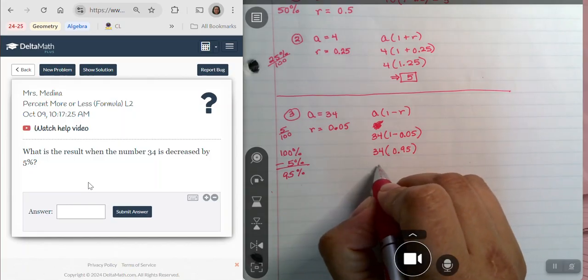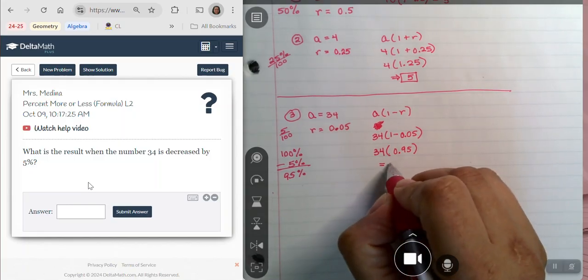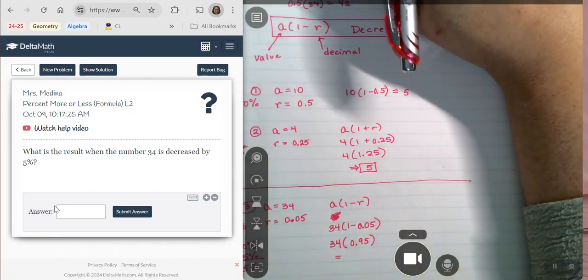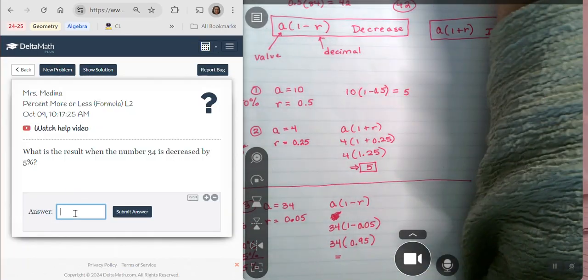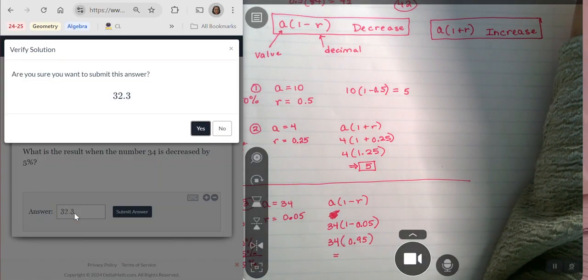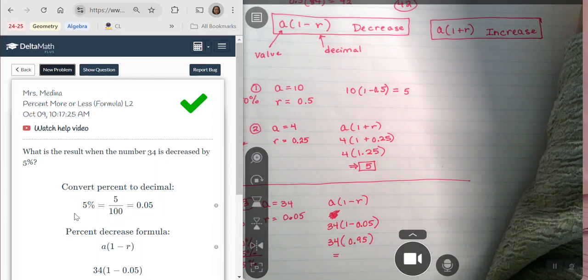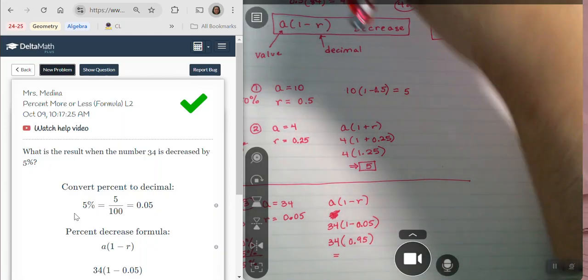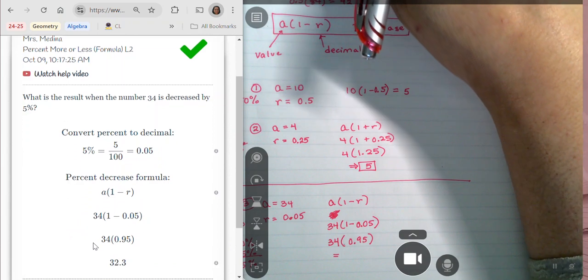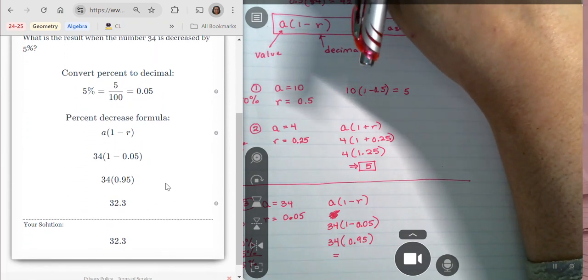And somebody gave the answer already, what was it? Nobody gave me the answer? 32.3? Fine. Yeah, if I get it wrong, it's going to be your fault. Here we go. Ah, we got it right. See the percent decrease formula right here? They did the same thing that we did, you see?